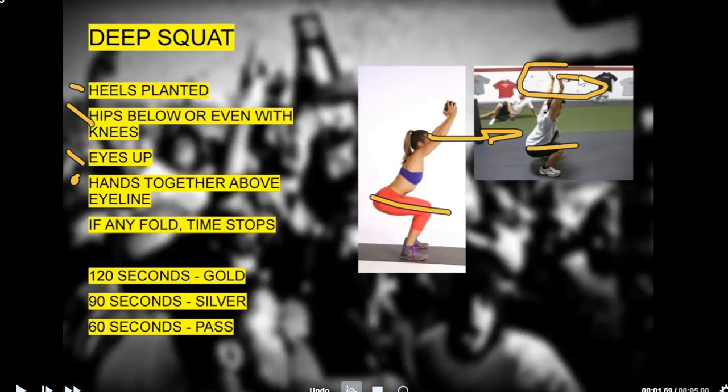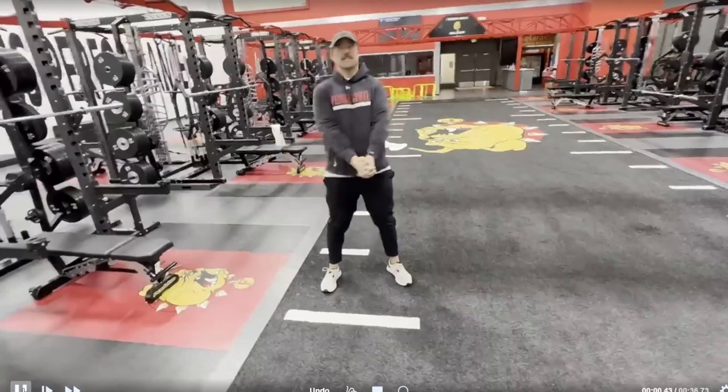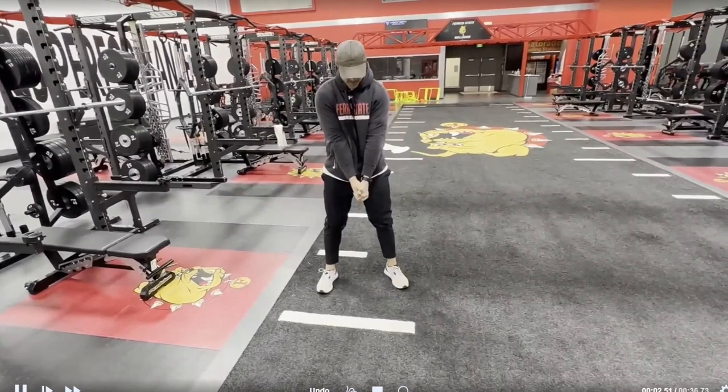hand position. It's got to be overhead, but I also want to put strain more so on our back flexibility and our shoulder flexibility here. And if at any point these aren't met or I fold, the time stops. Gold is 120 seconds, silver 90, and pass is 60 seconds. So here I am testing it.